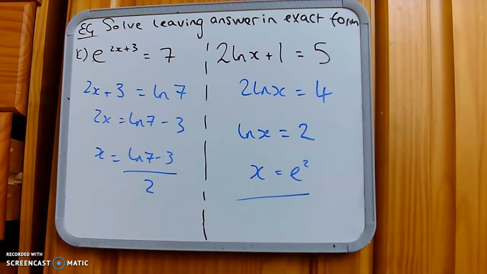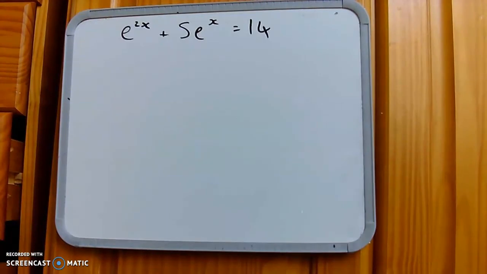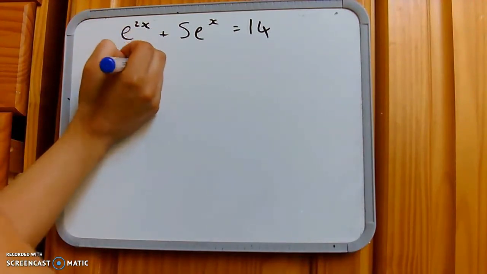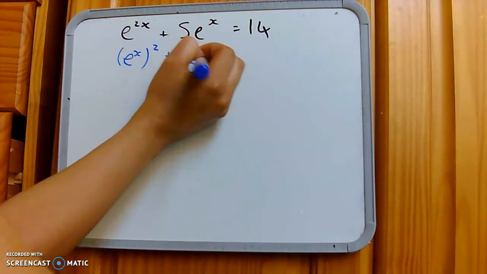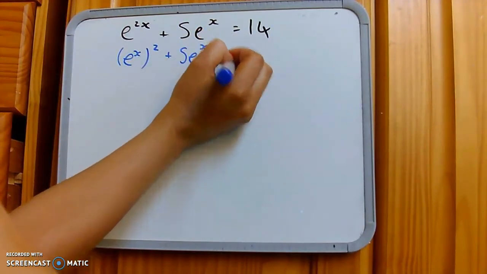Okay, last example for solving. We have e to the power of 2x plus 5 e to the power of x is equal to 14. Okay, now this is similar to one of the last ones that we did in the previous video, where what we need to spot is that e to the power of 2x is the same as e to the power of x squared. Okay, I've then got plus 5 e to the x is equal to 14.